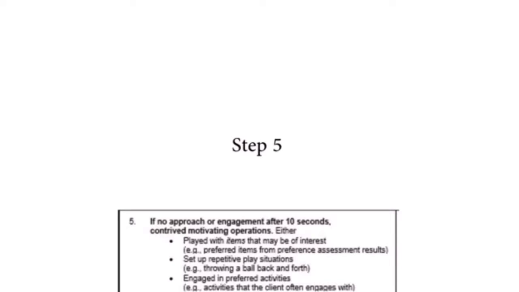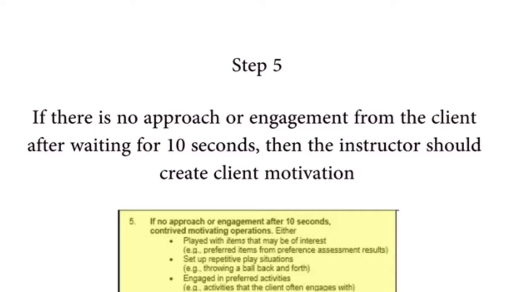Step 5 is broken down into 2 sections. The first part of Step 5 is if there is no approach or engagement from the client after waiting 10 seconds, then the instructor should create client motivation. This can be done by either playing with an item that the client might like, sort of like this.